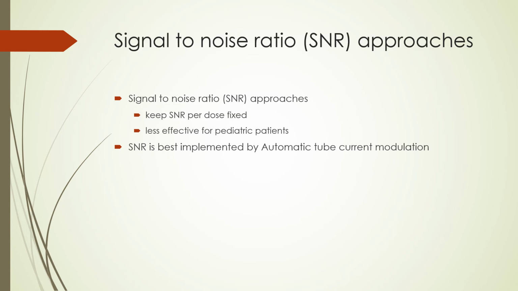Another approach to image quality in CT is to control the signal to noise ratio. The goal is to keep signal to noise ratio per dose fixed. This is done by adjusting mA and kV for different patient sizes, attenuations, and weights. This approach has been shown to be less effective when it comes to pediatric patients. In pediatrics, less noise and more contrast is desired. This is best implemented by automatic tube current modulation approaches.